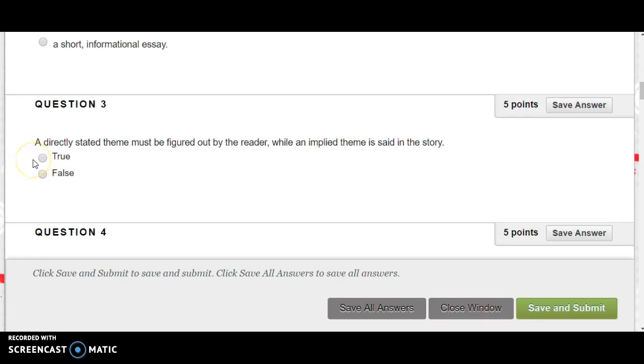Question 3. A directly stated theme must be figured out by the reader, while an implied theme is said in the story. True or false?